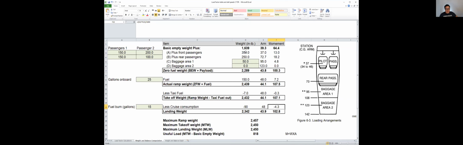Typically, what we need to do is calculate all the moments associated with the weights that we're going to carry. That's another way to say that, for example, the aircraft already has a moment because we know its empty weight. It has an arm, which in this case we know is 39.3, and that gives you a moment of 64.4. And remember that a moment mathematically is nothing other than the product of the weight by the arm. So if you multiply your 1,639 pounds by 39.3, you're going to get 64,400.